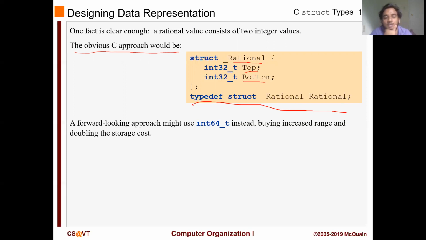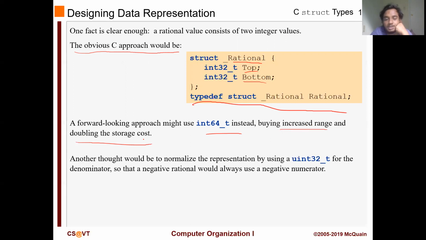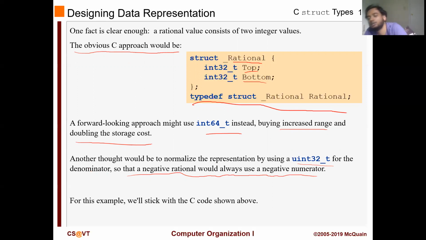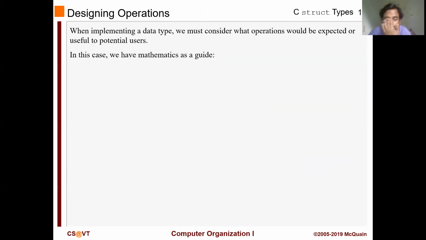A forward-looking approach might use int64 instead, buying increased range and doubling the storage cost. Another thought would be to normalize the representation by using uint32_t for the denominator, so that a negative rational number would always use the negative numerator. For this example we will stick with the C code above. We will just stick with an integer and not a uint.